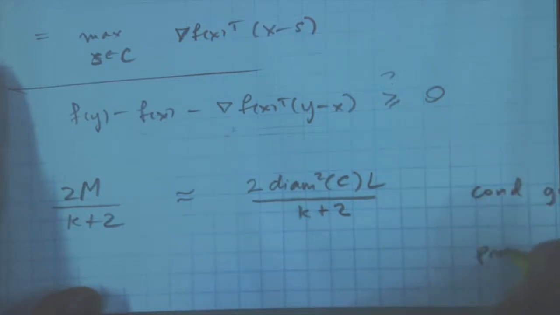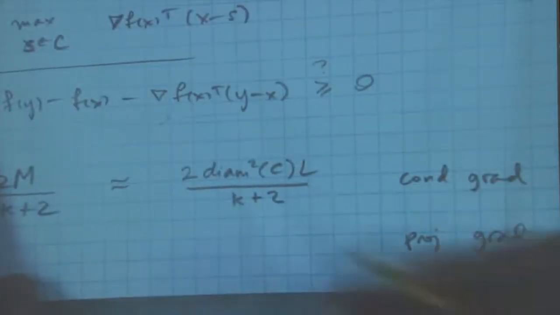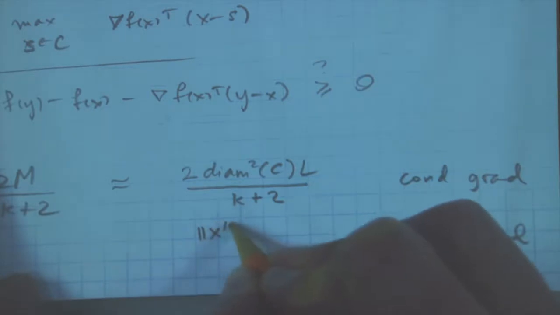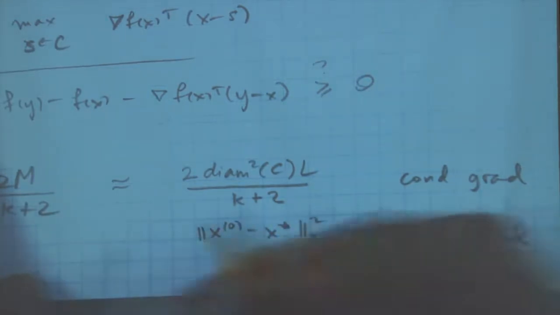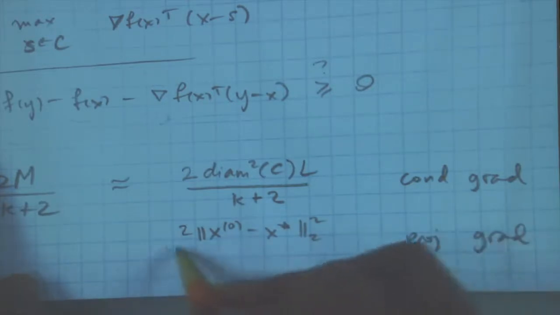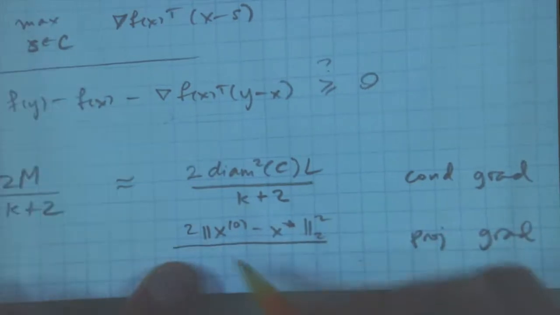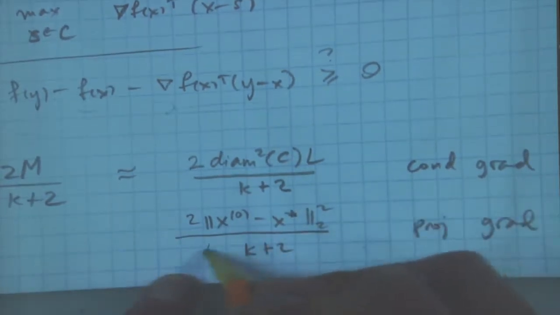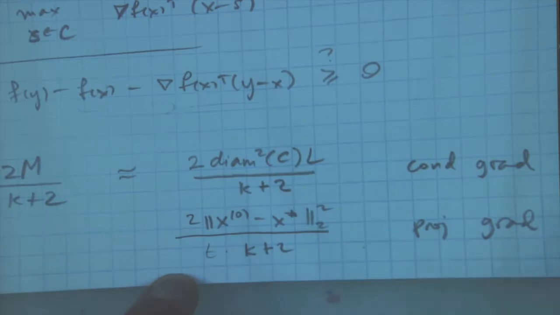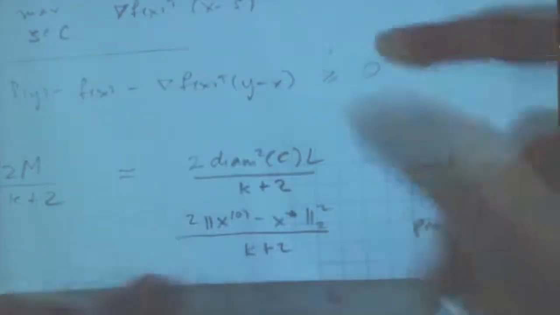For projected gradient, it looked like how far we were from optimality. I think there was a 2 here, divided by the step size t times k plus 2. I don't know whether it's k plus 2 or k plus 1, but that doesn't really matter. By the step size, we know the maximum fixed step size we can take is 1 over L. So let's plug that in.